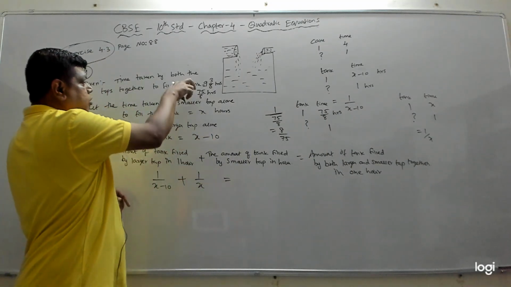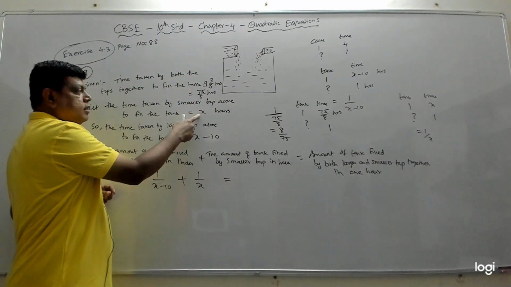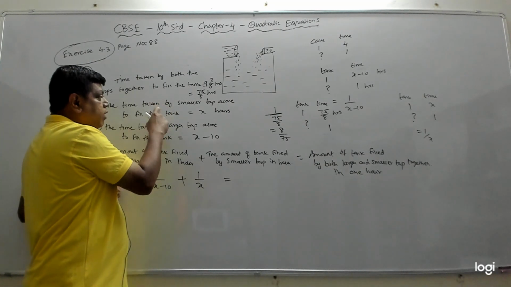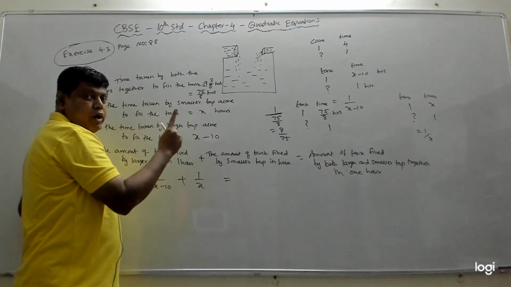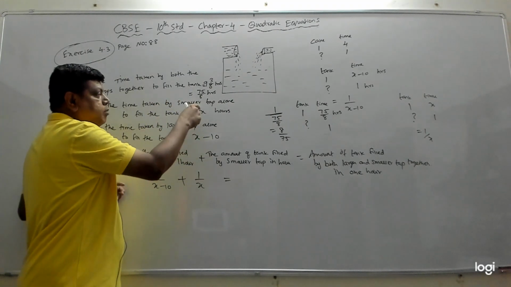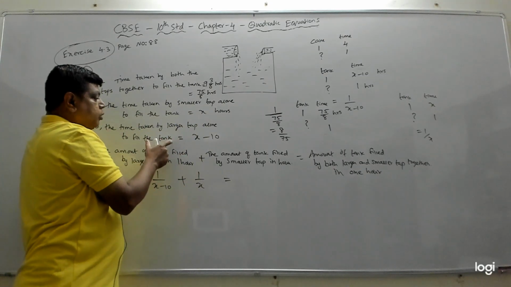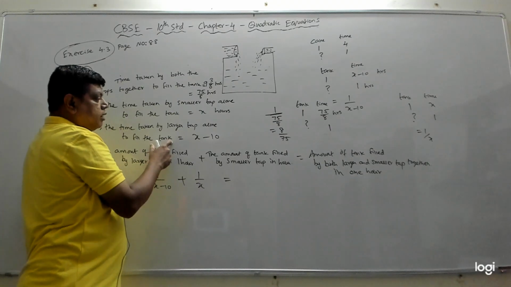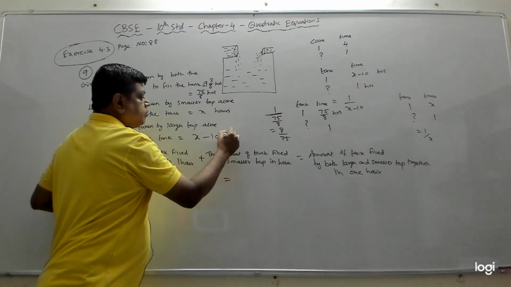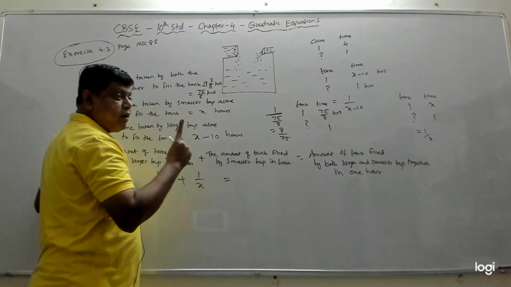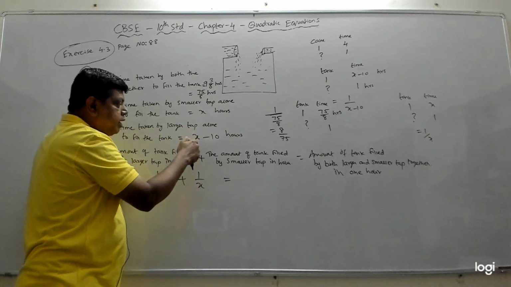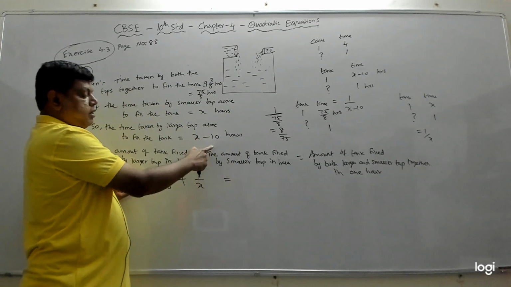You just need to take the reciprocal of this. So everywhere, if to fill one tank you take x hours, then in 1 hour the tank filled is 1 by x. Again, the time taken by the larger tap to fill the tank is x minus 10 hours. Then in 1 hour, how much tank will be filled is 1 by x minus 10.